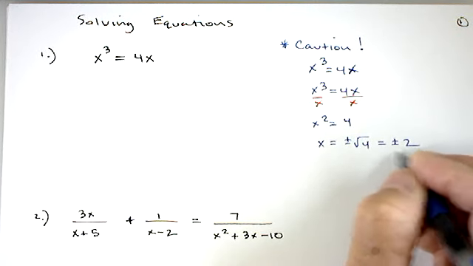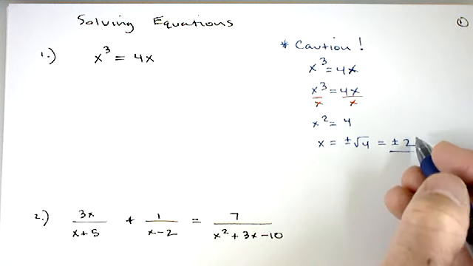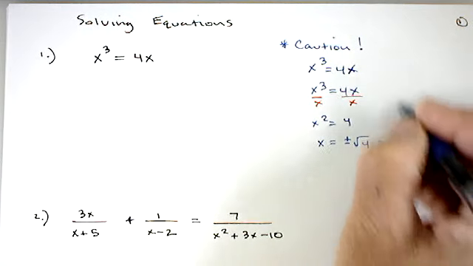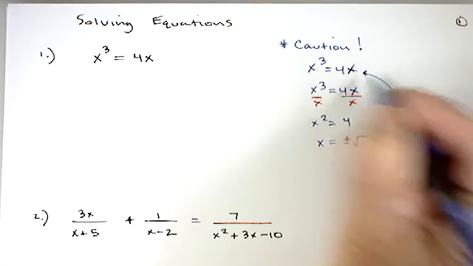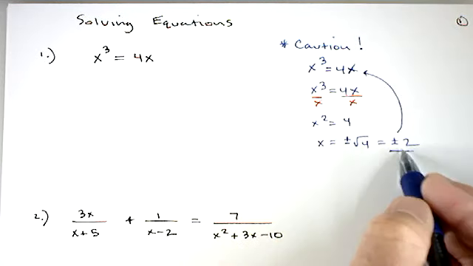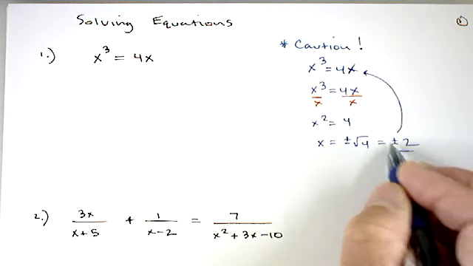And what's happening here, it's not that 2 and negative 2 are not correct answers. They are. How do you tell? You could always plug them back in here, right? And sure enough, 2 cubed, which is 8, is equal to 4 times 2. Negative 2 cubed is negative 8, which is 4 times negative 2. So these are correct answers.